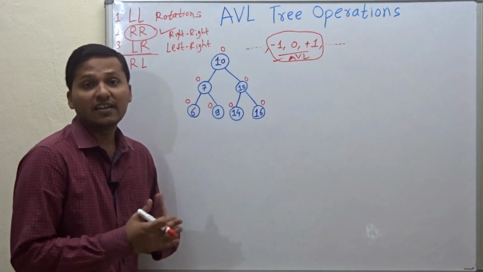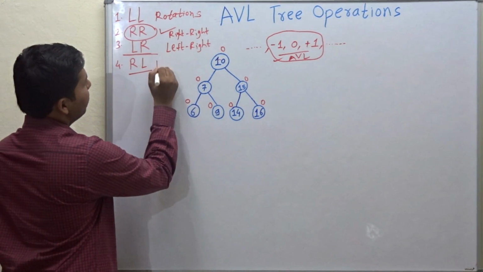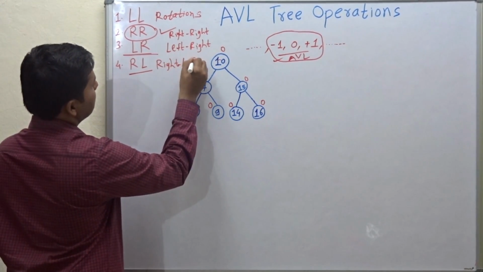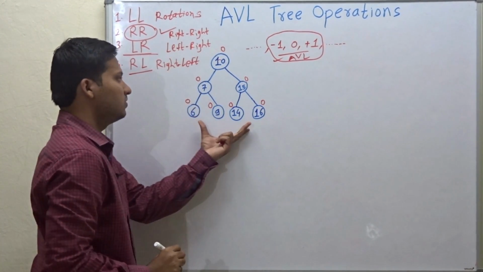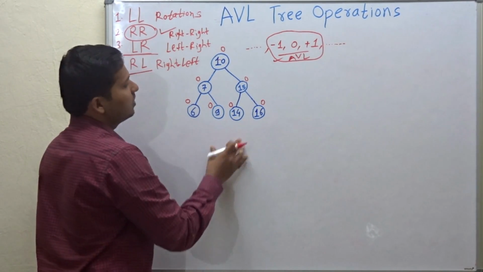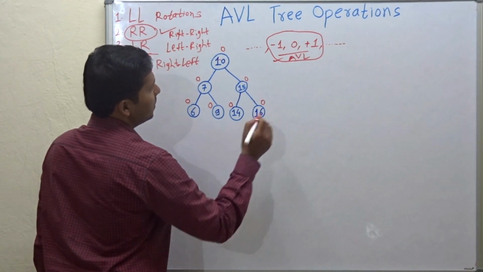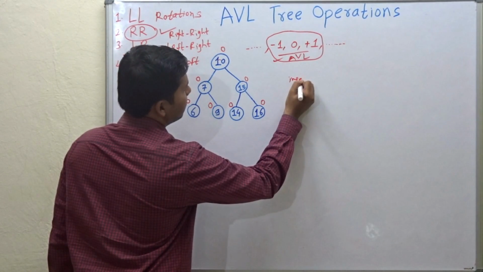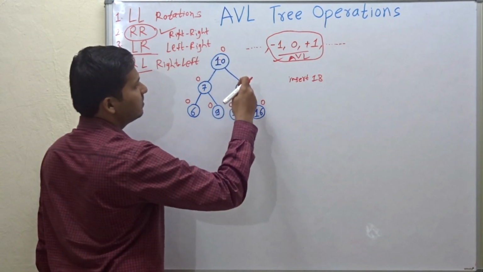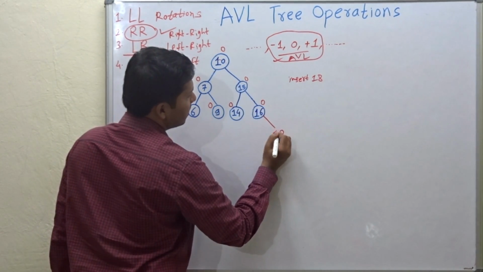So let's see the RL rotation now. RL is for right left imbalance. Okay, now this is the binary search tree, and this is an AVL tree also because it satisfies the conditions for an AVL tree. Now insert 18. Insert 18 first. So see, 18 is greater than 10, greater than 15, greater than 16. So 18 will come here.